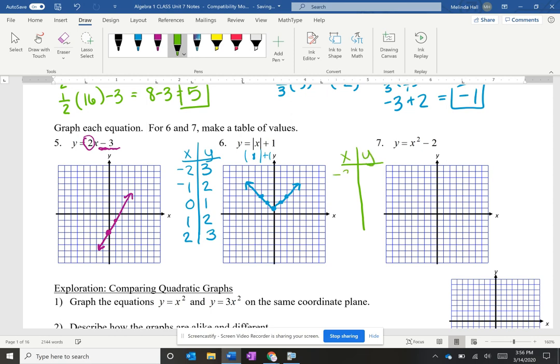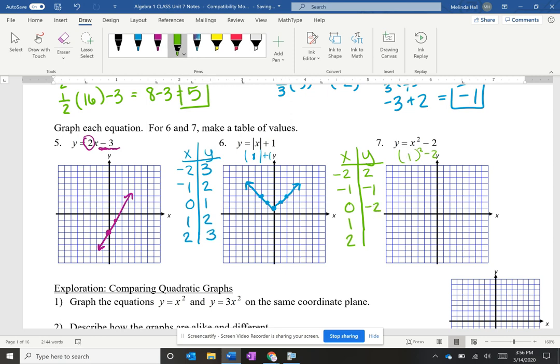And so for number 7, this is going to be our first actual quadratic, but we would have x, y, and again, we will still just plug in -2, -1, 0, 1, and 2. So starting off with -2 being x, we would have -2 squared, which is a +4, minus 2 would give us a +2. Then if we plugged in -1, -1 squared would be +1, and then 1 minus 2 would be -1. Then if we plug in 0, 0 squared is still 0, and minus 2 would be -2.